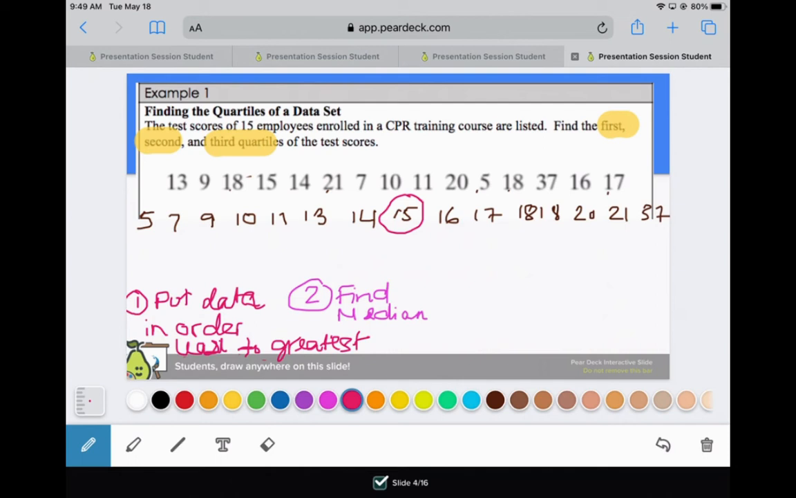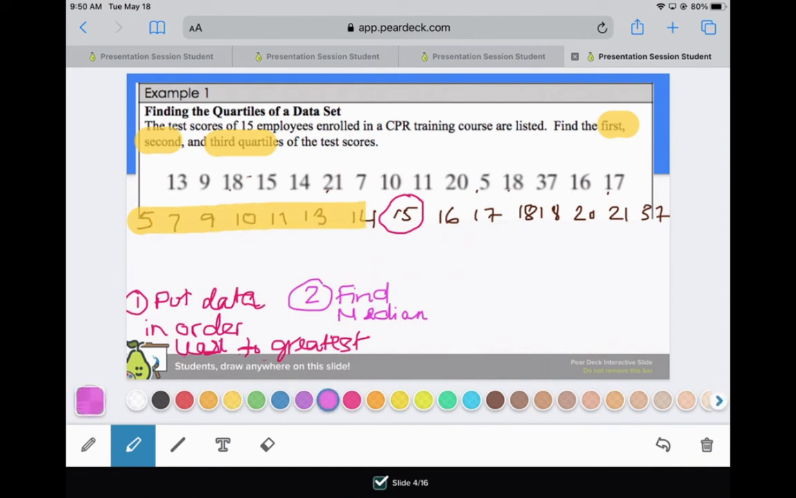Sometimes if we have an even set, that means the number in the middle is not just 1. We count in and then we're okay, I have 2 numbers. That is when we add those 2 and then divide by 2, and that will be your median. Okay, so that's the median, the first median. When you find the median, what it does is split the data into 2 equal parts.